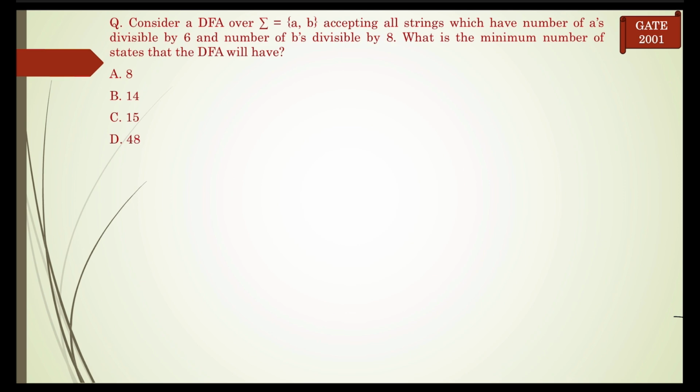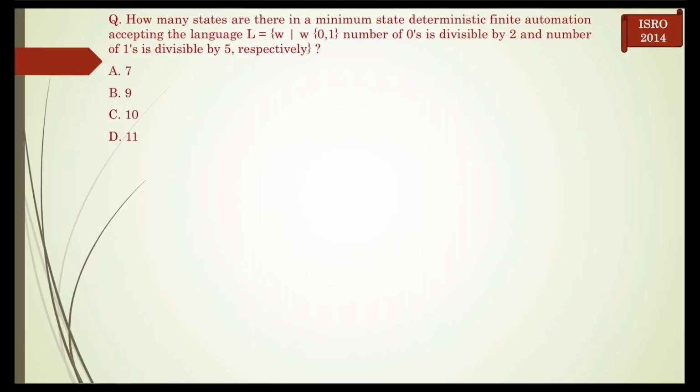Next question is, consider a DFA over the input alphabets A, B, accepting all strings which have number of A's divisible by 6 and number of B's divisible by 8. What is the minimum number of states that the DFA will have? So number of A's divisible by 6 will have 6 states. Number of B's divisible by 8, we will have 8 states. And when we take the cross product of these two DFAs, we will have 48 states. So correct answer is D.